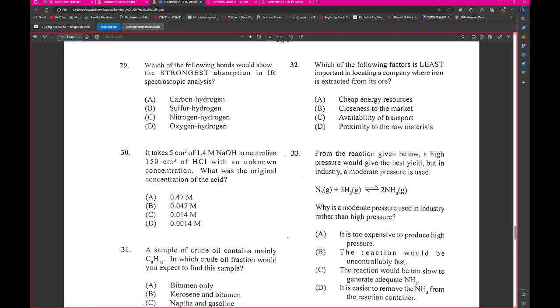29. Which of the following bonds would show the strongest absorption in the IR spectroscopic analysis? What governs this? What concept governs the strength of absorption in IR?